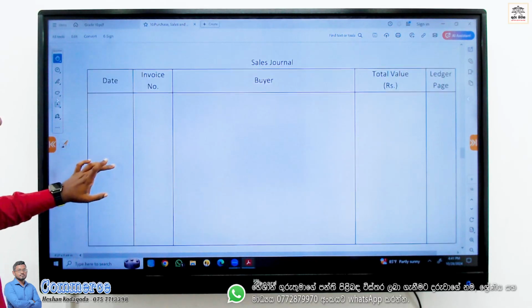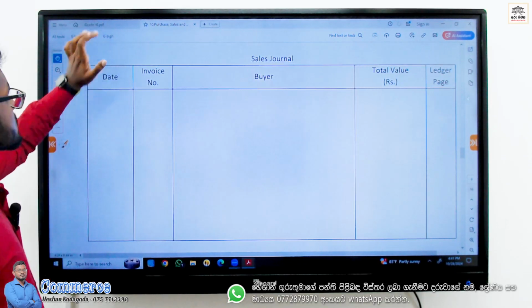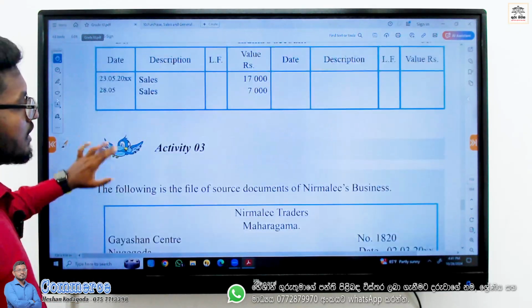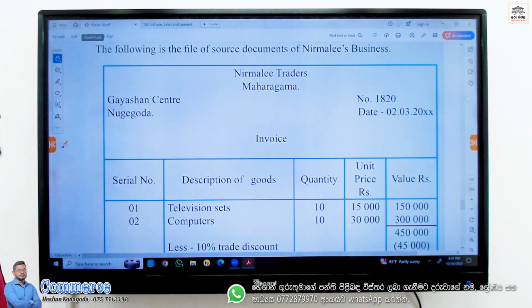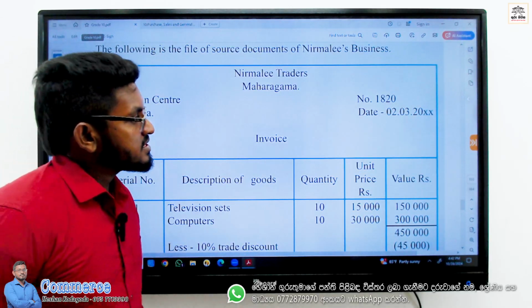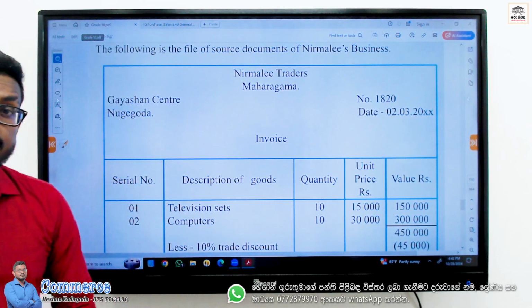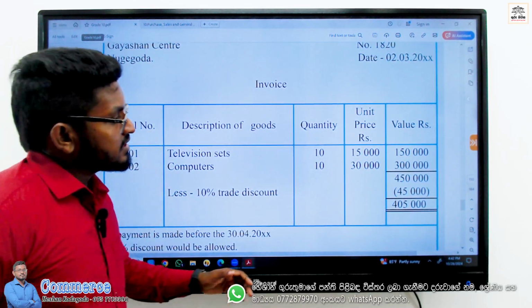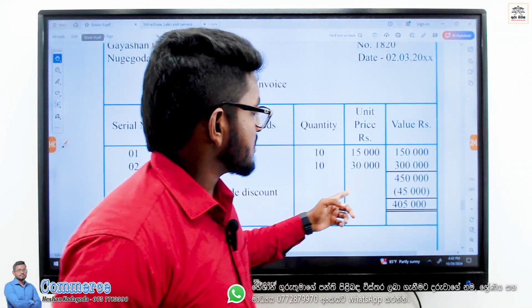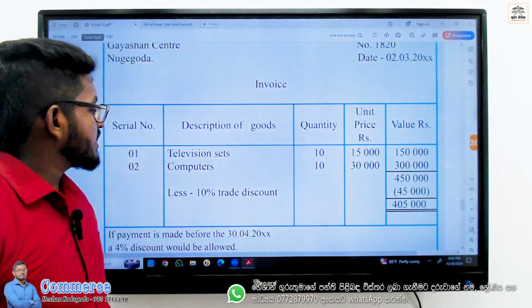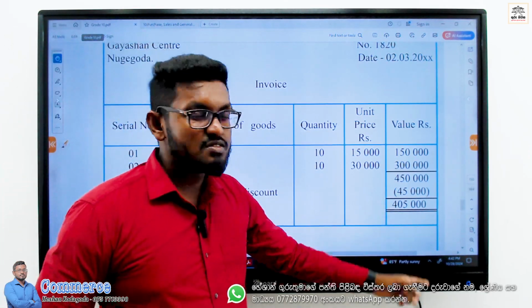Right. Let's see. Let's go to this one in here. First one you can see. Right. First invoice. Sales to whom? Heshan Center. Invoice number 1820. Date 2nd of March 2024. Let's take 2024. You can see television set, computer. There, this is the listed price, and there is a 10% trade discount, 45,000. After deducting it, you know the selling price is 405,000.